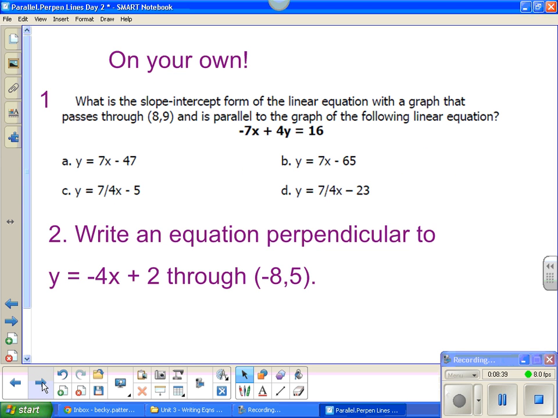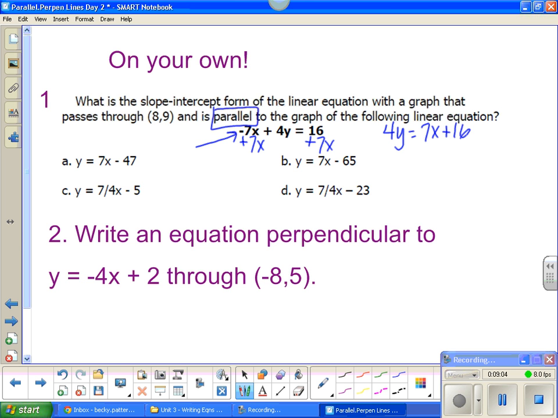Okay, so we'll do 2 more just for practice. It says, what is the slope-intercept form of the linear equation with a graph that passes through (8, 9) and is parallel to the graph of the following linear equation? So I need to find this guy's slope, and then I need to be parallel to him. So I'm going to add 7x to both sides. And then I'm going to divide by 4. Okay, so his slope is 7/4. I want to be parallel to him, so my slope needs to be 7/4.